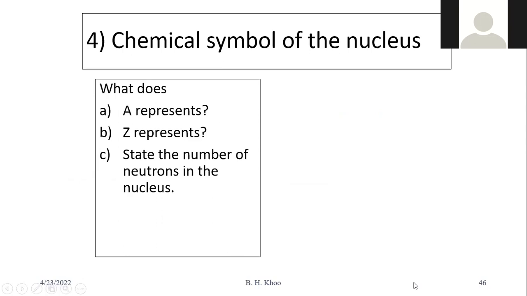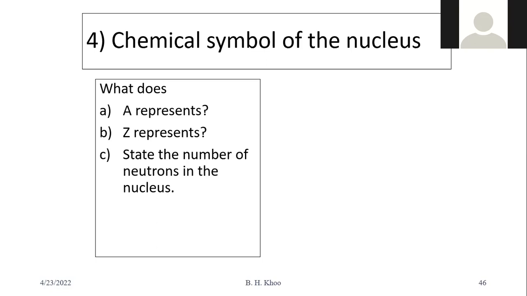What does A represent? I'm reviewing what we studied. A represents what? It's your SPM work, we just learned it. I think your book doesn't have it. You assume you have known it from your SPM, but they have calculations based on it.